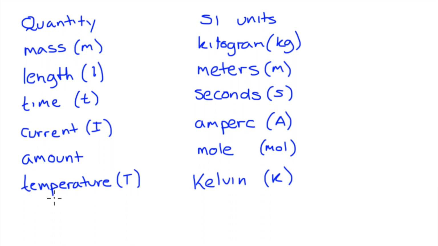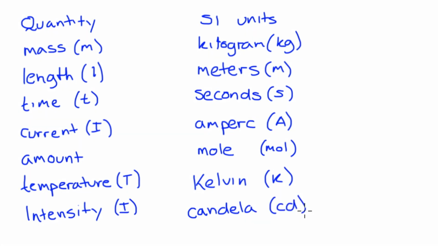The last one is one that you really don't see very much, but is still an SI unit: intensity of light, which is also represented by I. Don't confuse this with current. They shouldn't ever really come up in the same equations, but just be aware that it is represented by the same letter. It is measured in candela, which is cd.